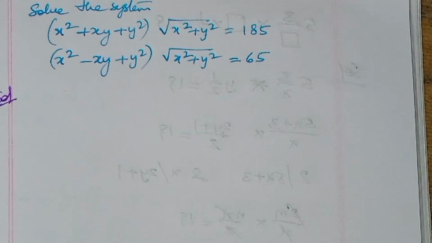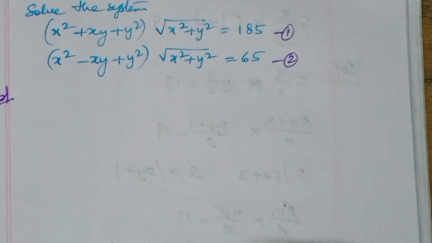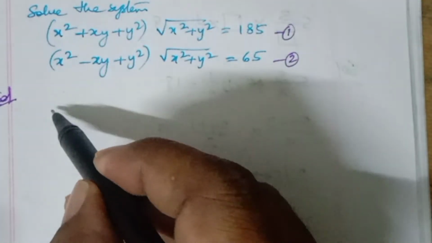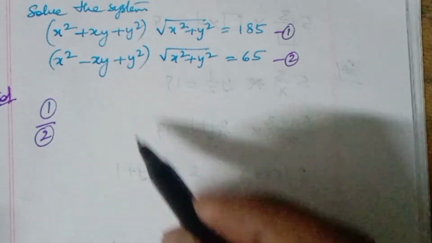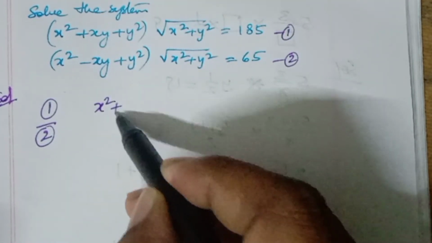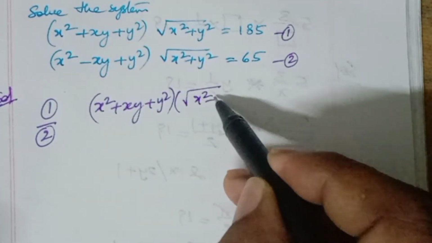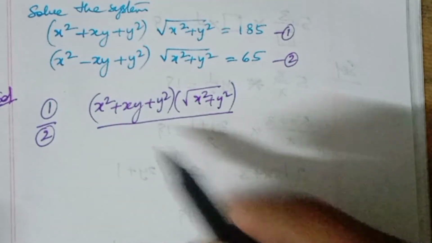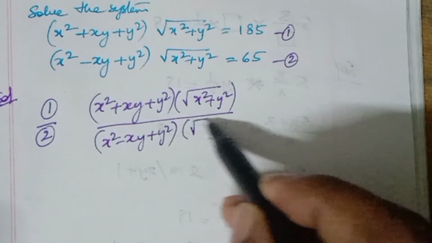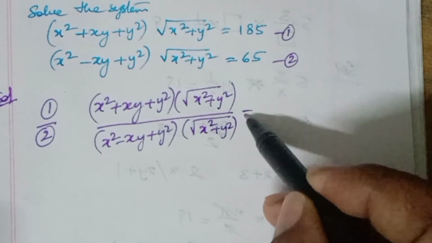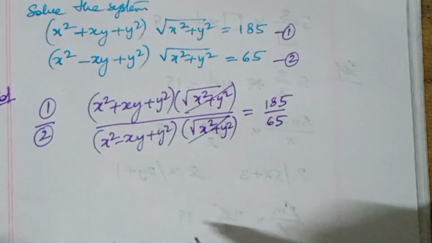So here, first of all, take this as 1 and this as 2. So first divide 1 by 2. That is the logic in this question. You have to divide both of them, 1 and 2. So what will you get here? (x² + xy + y²) times the square root of (x² + y²) divided by (x² − xy + y²) times the square root of (x² + y²) is equal to 185 by 65.